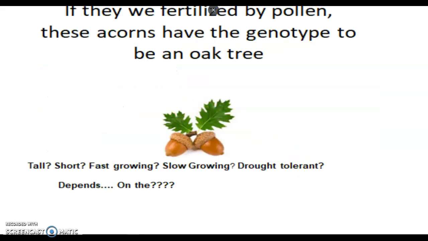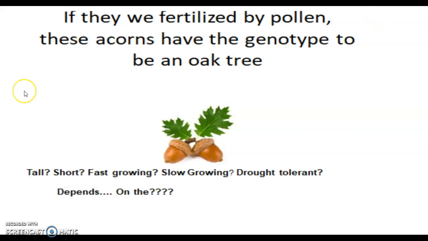Okay, so let's look at plants for a second. If they were fertilized by pollen, these acorns have the genotype to become an oak tree, right? So acorns that have been fertilized are going to become an oak tree. Now, is that going to be a tall oak tree, a short oak tree? Is it going to grow fast or slow? Is it going to be able to tolerate a drought? That depends on the phenotype. All those things that I mentioned are going to be expressed in its phenotype. Genotype is what genes it has. We don't really know those, but phenotype is what we can see.